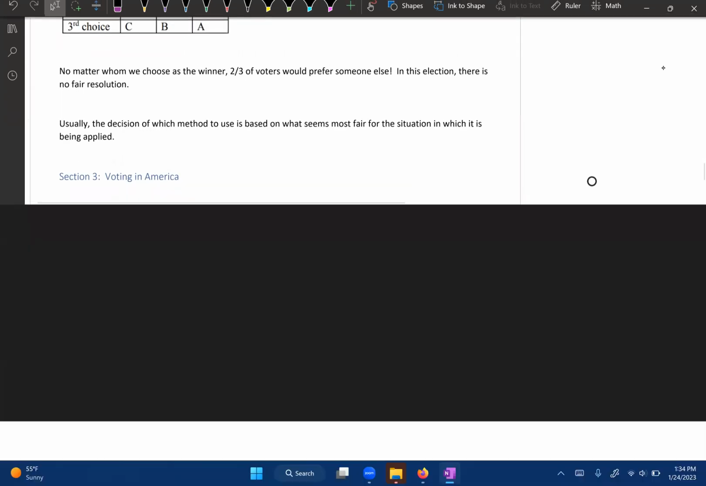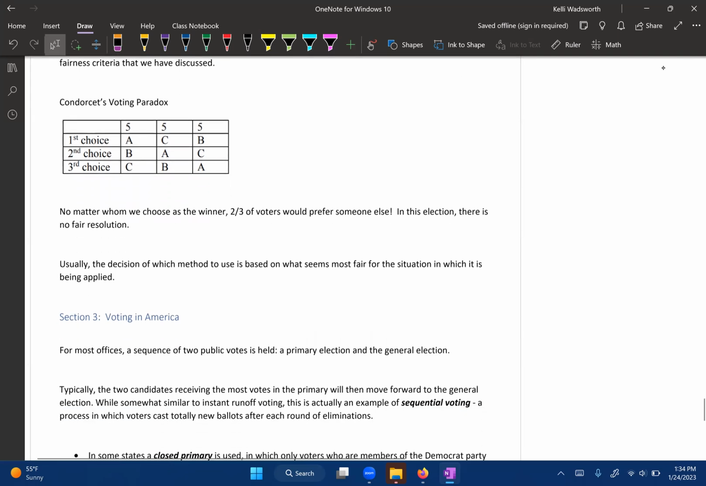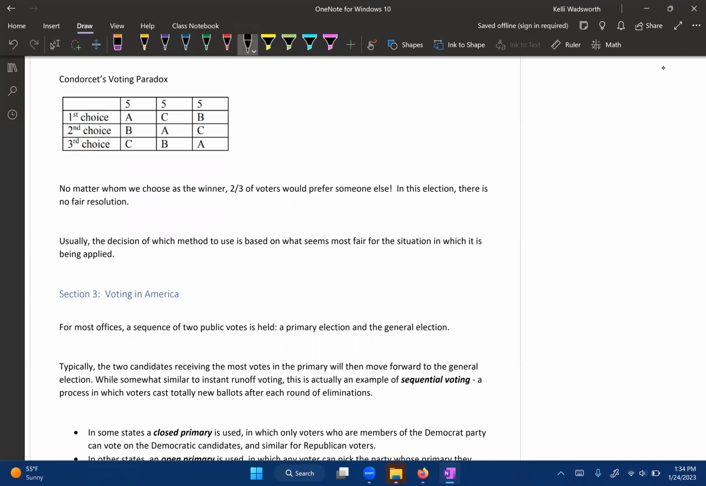That's a really interesting thing to think about, right? The fact that it is not possible for one voting method to satisfy all the criteria that we've discussed, the 4 fairness criteria. All right, let's talk about what's called Condorcet's voting paradox. So this is an interesting thing. When you think about Condorcet, that should bring to mind pairwise comparisons. So if we do the pairwise comparisons of the options here, what do we got? 3 options, A, B, C. So we have A versus B, A versus C, and B versus C.